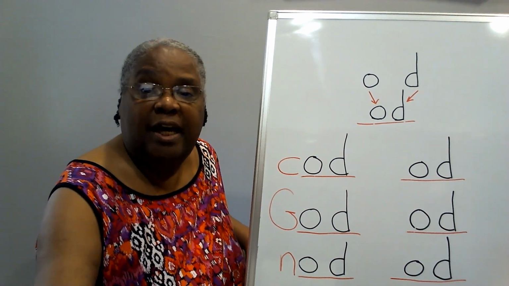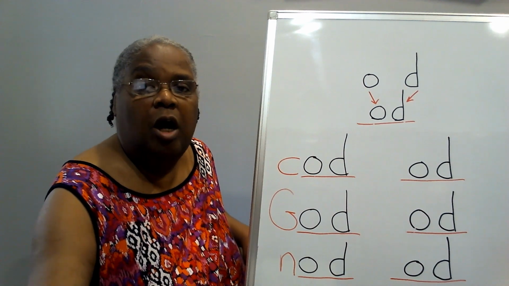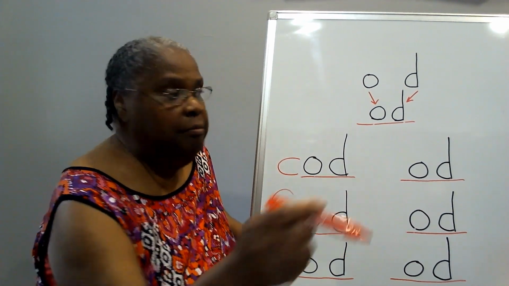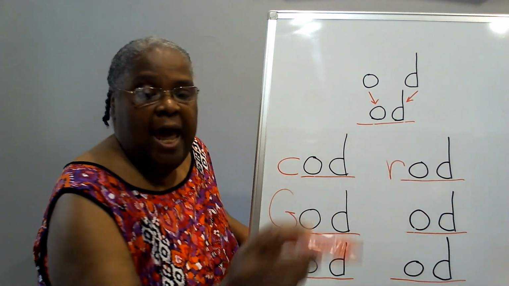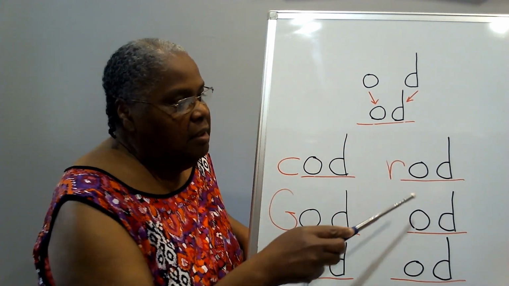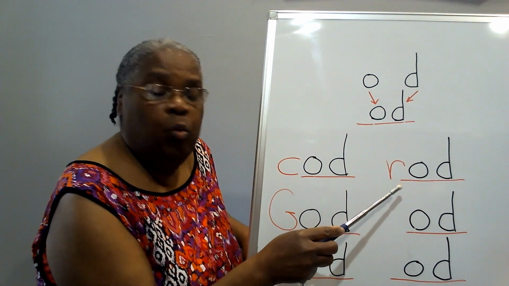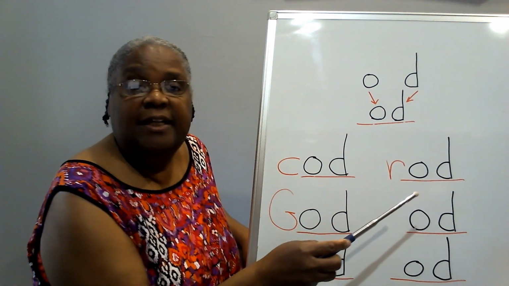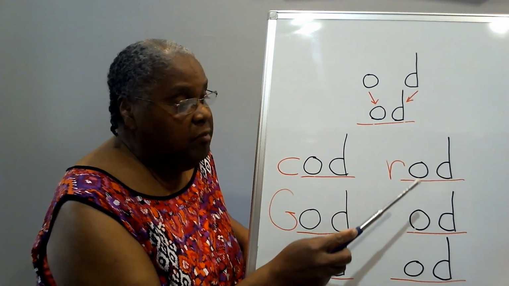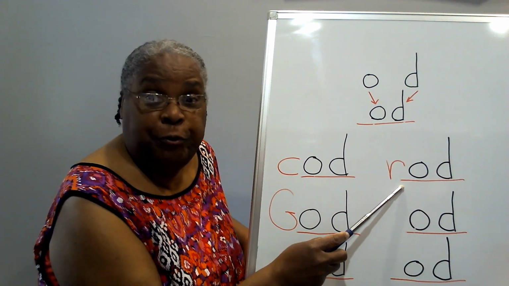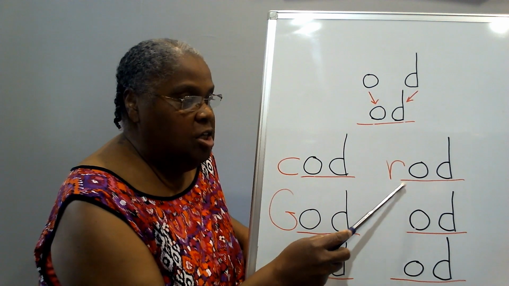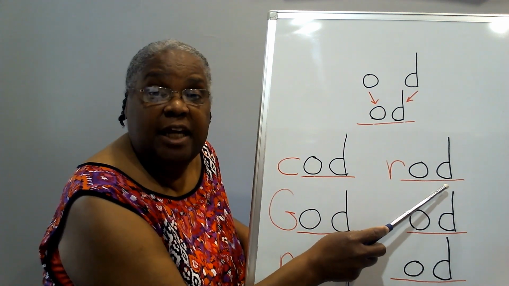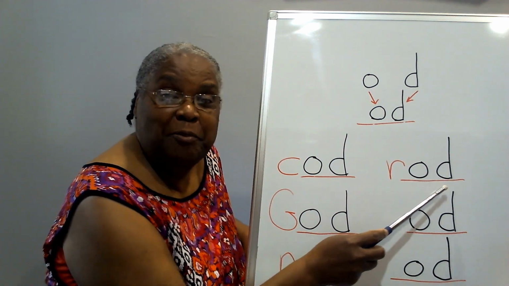When we put the letter R at the beginning of the blend odd, we form the word rod. Let us sound out the word together. Say the R sound, r. Say the sound of the blend, odd. Now say the R sound and the sound of the blend together smoothly, rod.